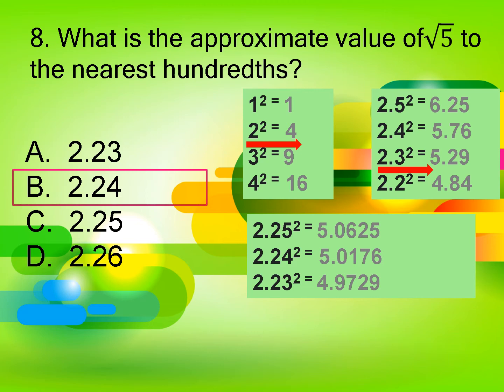But the technique that I suggest is we will start at the middle part so that we will know if we will go down with the smaller number or go up with the larger number. So let's try 2.25 squared, that's 5.0625, and 2.25 squared has a result greater than 5.